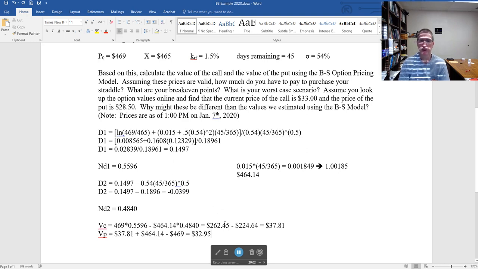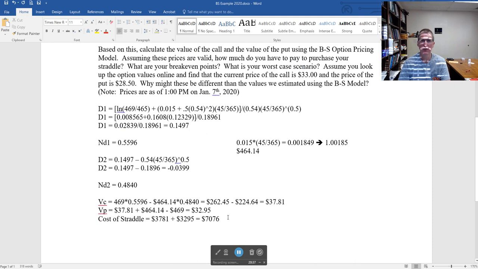Now, if we're buying the straddle, remember, we're buying contracts, so it's 100 call options and 100 put options for one contract of each. So that's going to be 37.81 plus 32.95. That's going to give us a total cost of $7,076 to buy that straddle.